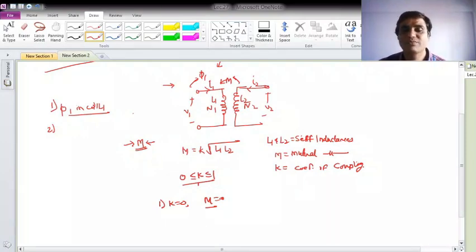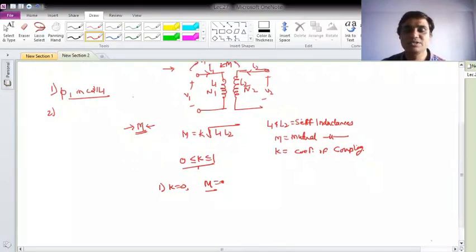The flux of one coil is not at all going to be linked with the flux of the other coil, right? Their magnetic fields are very weak. That's why they are not at all coupled. So this will happen when the relation M equals K times the geometric mean of the product of self inductances does not get satisfied.